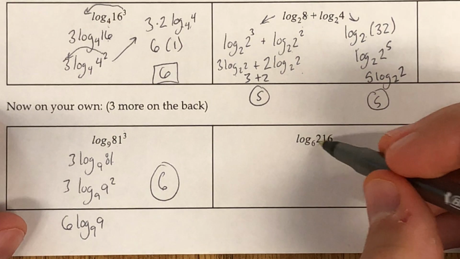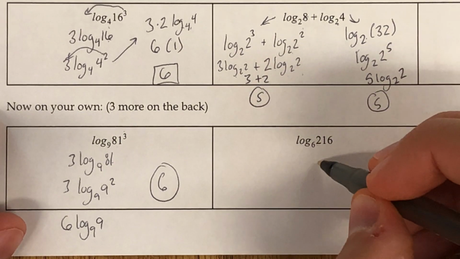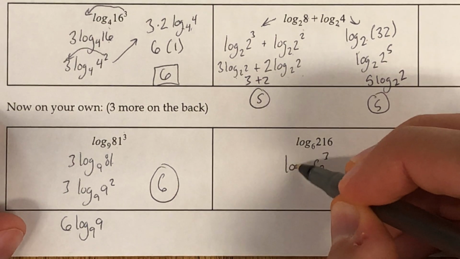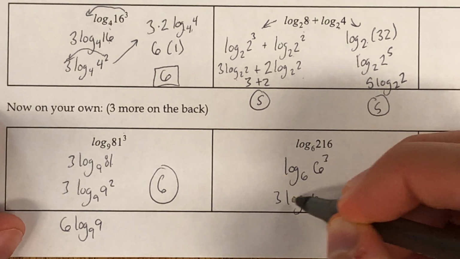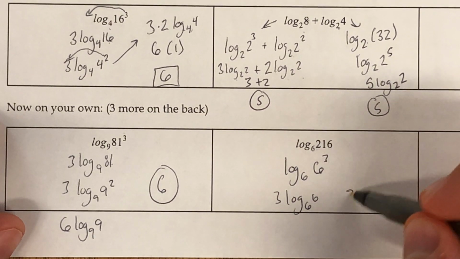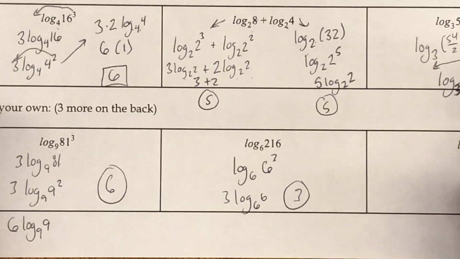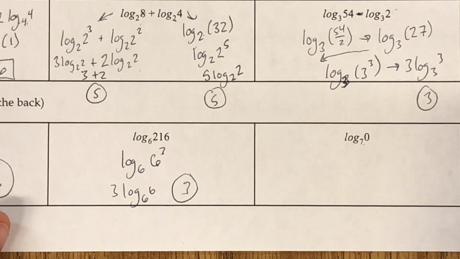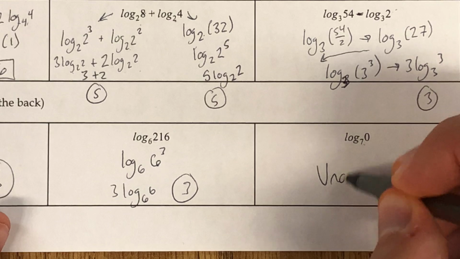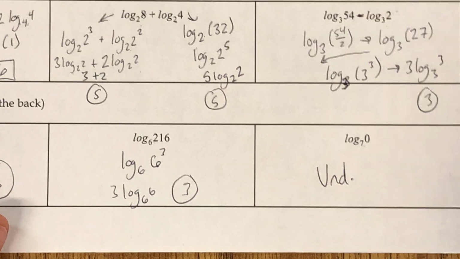Next, 216 is 6 cubed. Bring the 3 out front. Log base 6 of 6 is 1, so 3 times 1 is just 3. And lastly, log base 7 of 0, well, anything base of 0 is undefined. Okay.